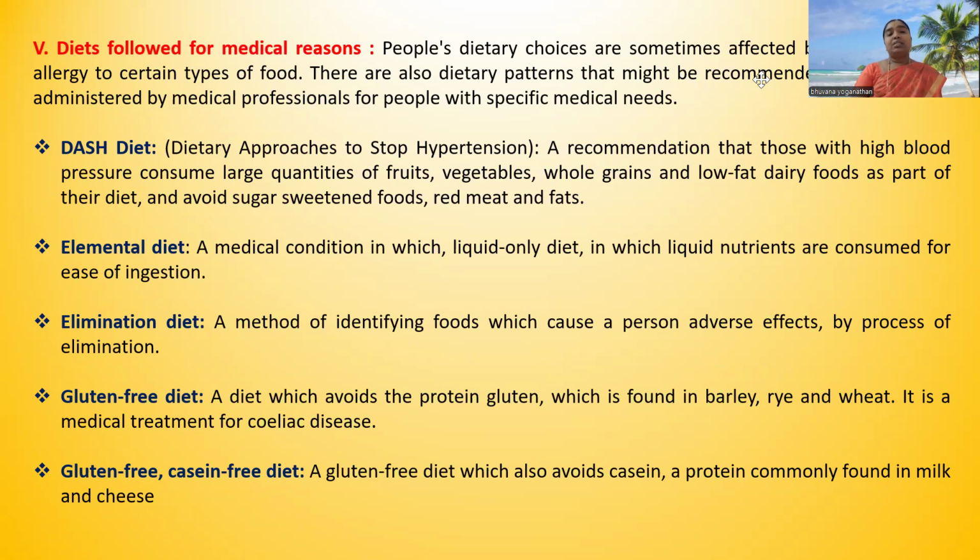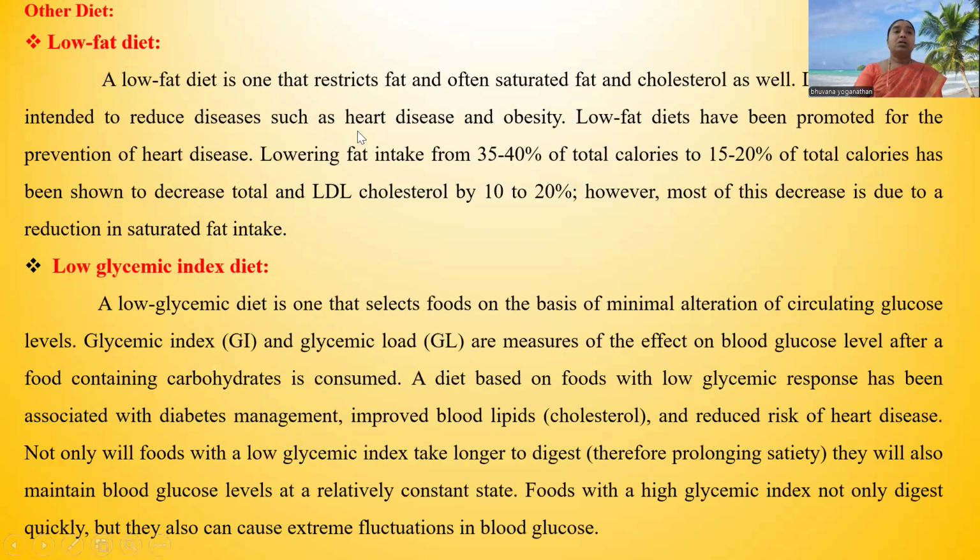The gluten-free and casein-free diet avoids gluten and also avoids the casein protein, commonly found in milk and cheese. Coming to the other diets, which are the low-fat diet and the low glycemic index diet. The low-fat diet restricts saturated fat, lowering fat to 35 to 40% of total calories and then 15 to 20% of total calories, which has been shown to decrease LDL cholesterol by 10 to 20%, with a reduction in the saturated fat intake.